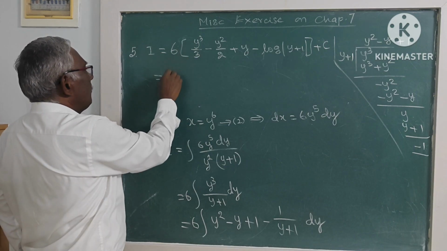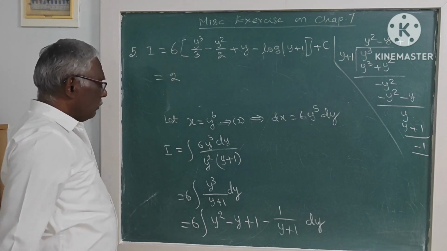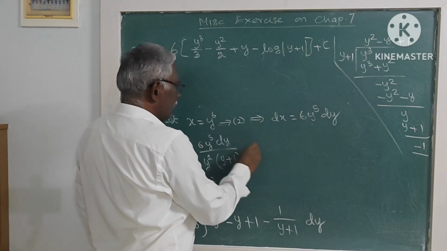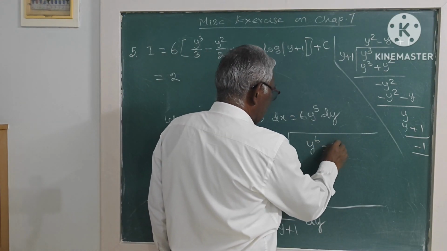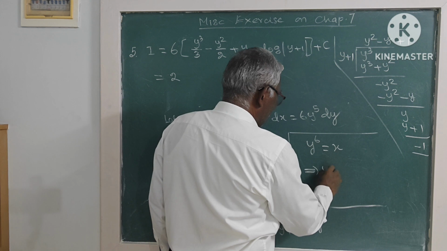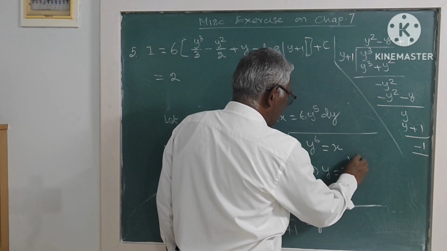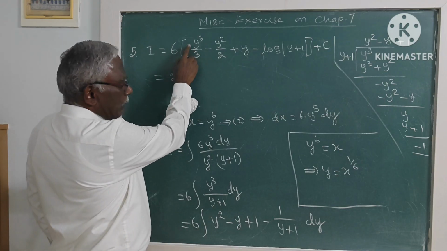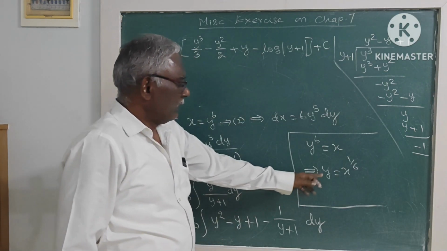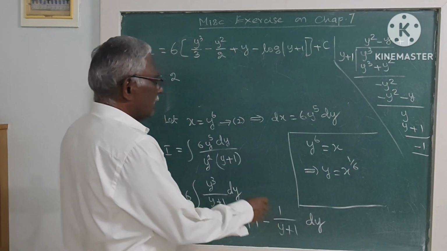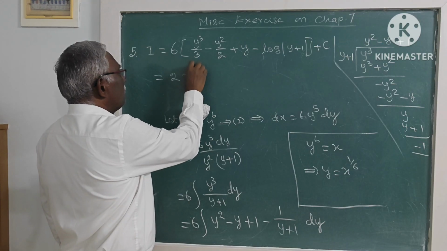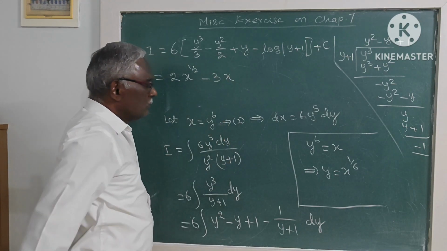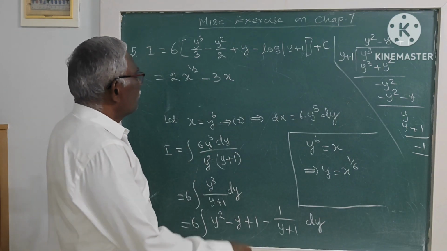So this will be 2 times y cube. Y power 6 is x, from here we can write, so this gives y is equal to x power 1 by 6. So 2 y cube will be x power 3 by 6, that is x power half, minus 3 times x power 2 by 6 is 1 by 3.